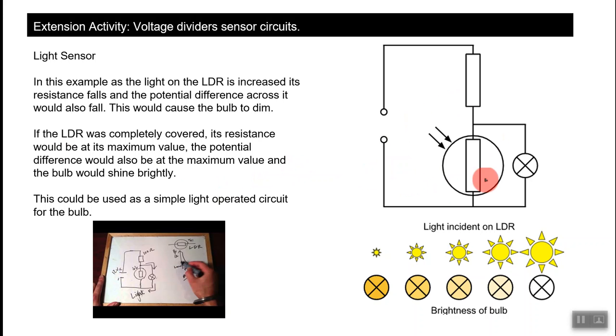Looking at it in a bit more detail, this sensor is a simple circuit that, when it is bright out, will turn the light off, and when it is dark out, will turn the light on. So it's a simple sensor that turns a light on and off depending on how bright or how dark it is outside.